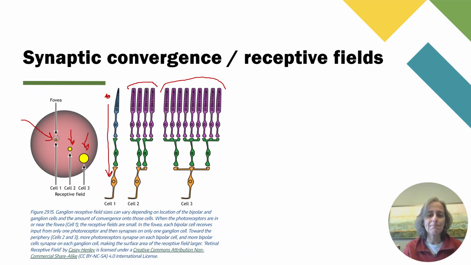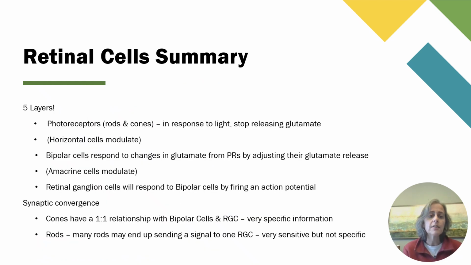So less specific. So retinal cells, in summary, 5 layers, lots of cells. We've got those photoreceptors, our rods and our cones, and in response to light, that photopigment is going to change, that molecule is going to change, causes a sequence of events to happen inside the cell, changing the membrane potential, which then will lead to a change in how much glutamate it releases from its synapse. Horizontal cells are modulating. Bipolar cells then are synapsing. They're the postsynaptic cell for the photoreceptor cells, and they're going to respond to that glutamate release from the photoreceptor cells by either releasing more or less glutamate themselves.